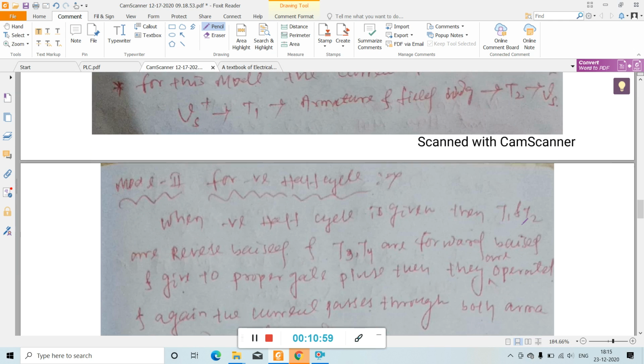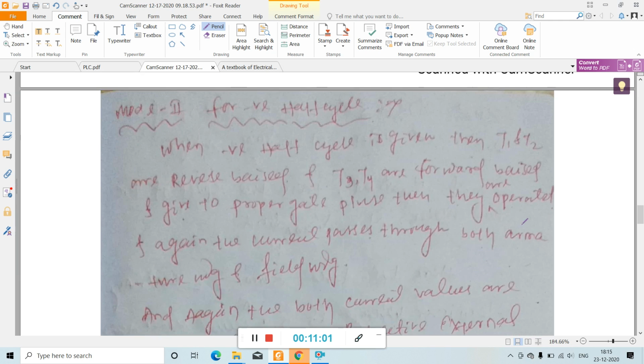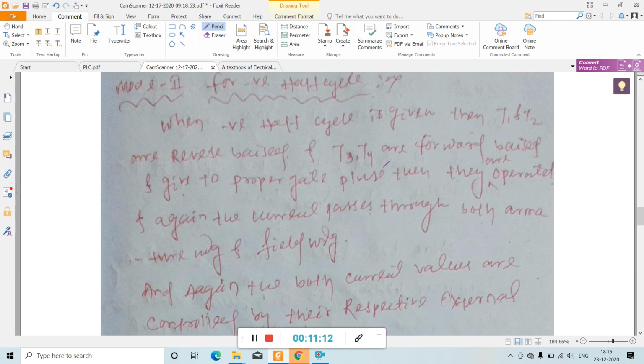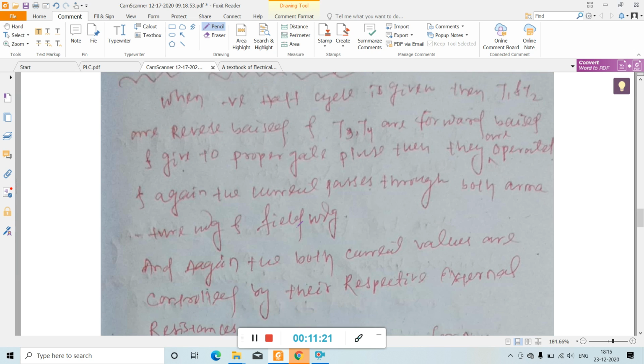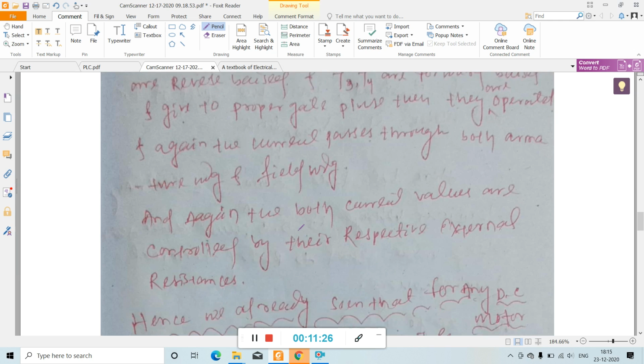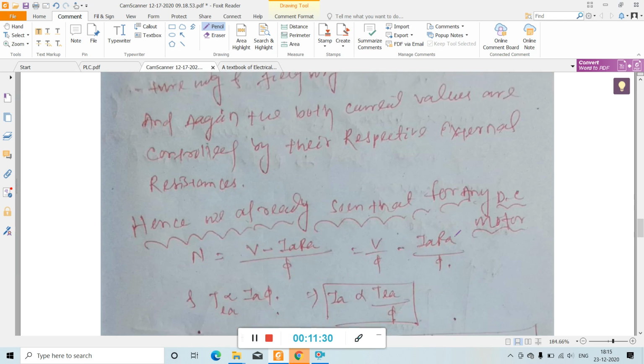Okay, in mode 2, for the negative half cycle, thyristors T1, T2 are reverse biased and T3, T4 are forward biased. When we give the gate pulses simultaneously, they operate, and again the current passes through both the armature winding and field winding, and again both current values are controlled by their respective external resistances.